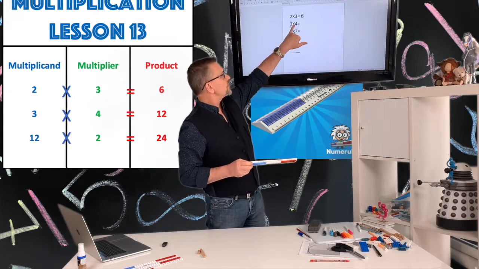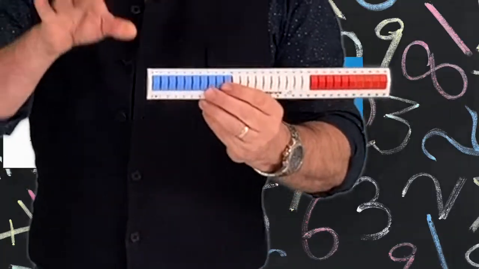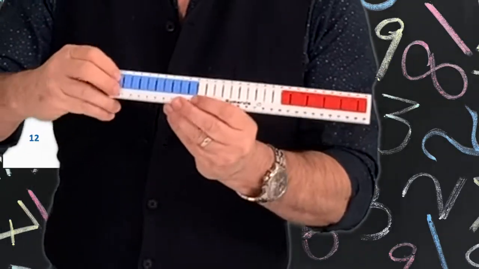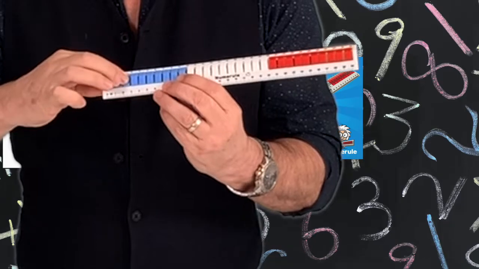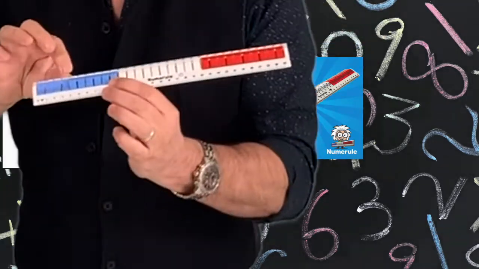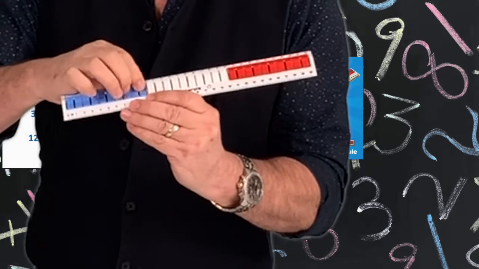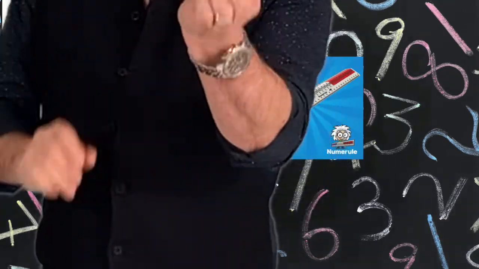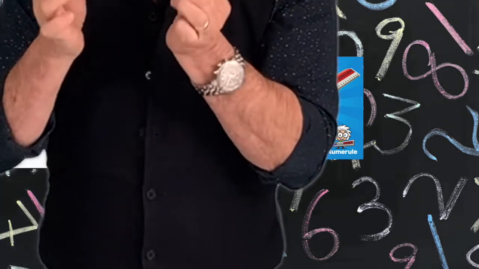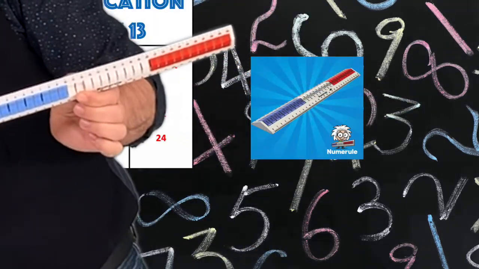So let's do this, 3 lots of 4. Let's first of all do our repeated addition. 1 lot of 4, 1, 2, 3, 4. And then 2 lots of 4, 1, 2, 3, 4. Then 3 lots of 4, 1, 2, 3, 4. And you would see that we have come to the answer of 12. Let's write that one down here.